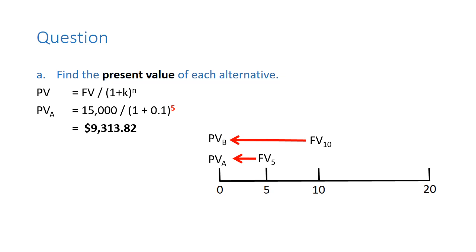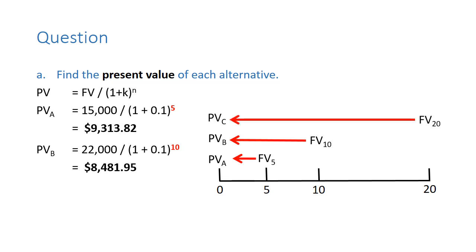For alternative B, same thing. This time around, it's 22K divided by (1 plus 0.1) to power 10. This time around the power is 10, N is 10. So the figure will be 8,481.95.